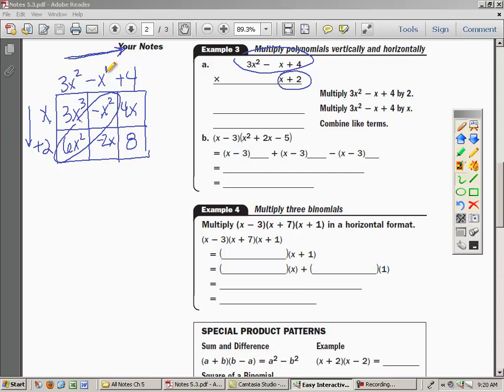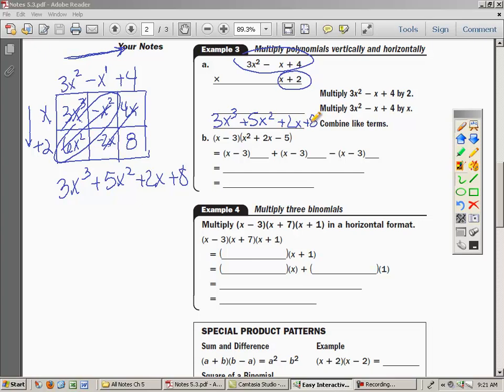You can rewrite it if you want, but this is then 3x to the third. That's the only x to the third term in the whole problem, so we're going to cross that one off. Now we have 6x squared and negative x squared, which becomes 5x squared. Now 4x minus 2x becomes 2x. And then you've got this lonely 8 on the end. So again, this is 3x to the third plus 5x squared plus 2x plus 8.